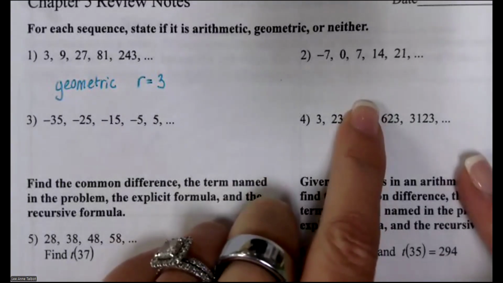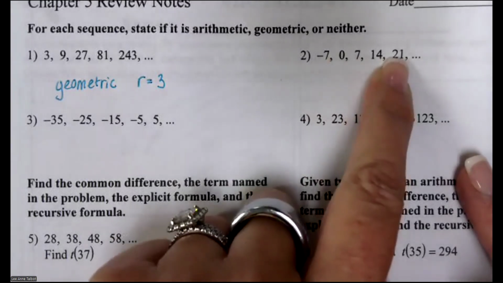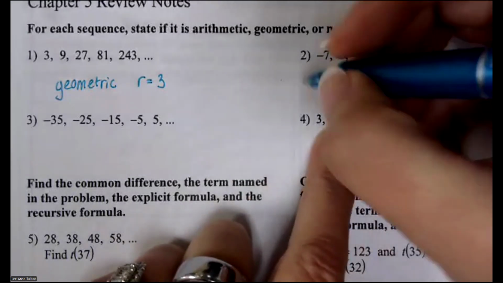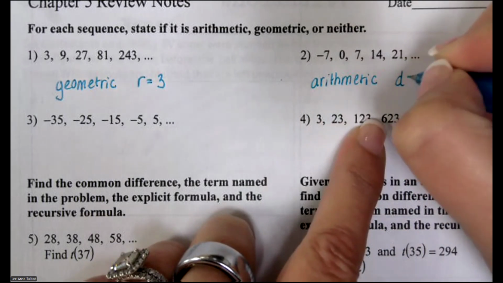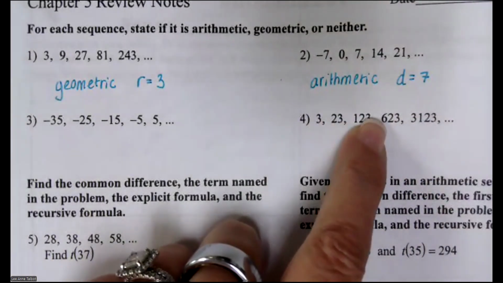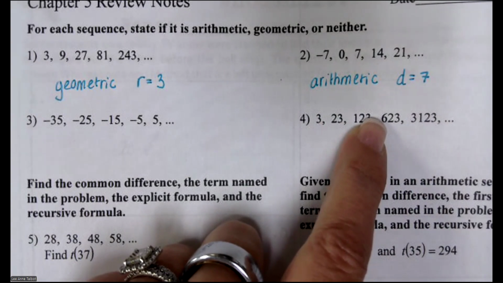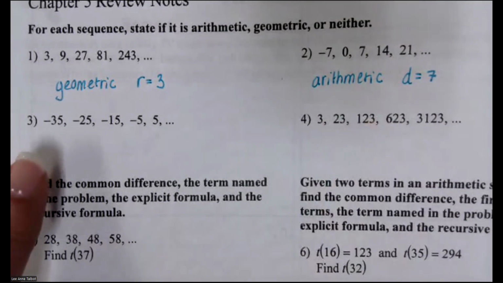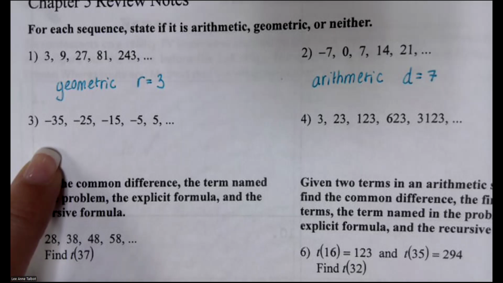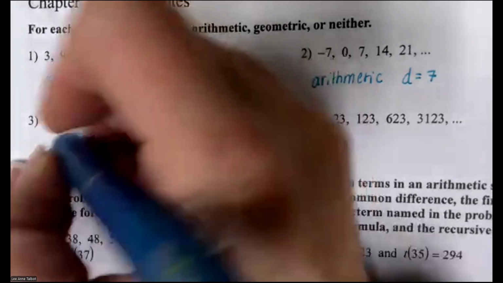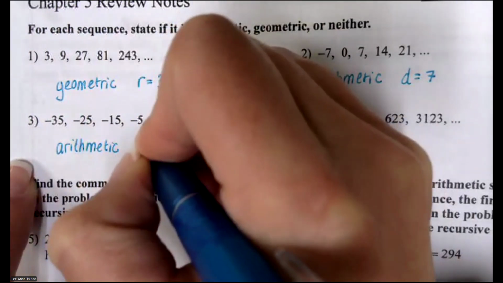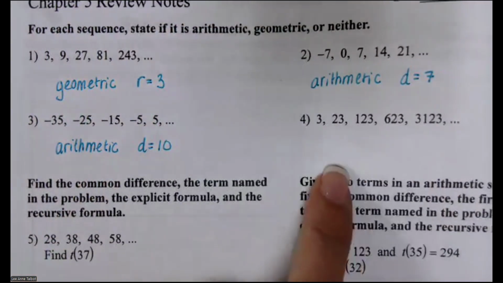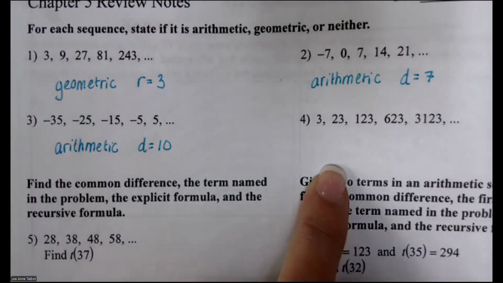Number 2, can you tell that it's going up by 7? Okay, that makes it arithmetic, and D is 7. Okay, what's happening in number 3? Yes, it's going up by 10. Yeah, this one is neither.